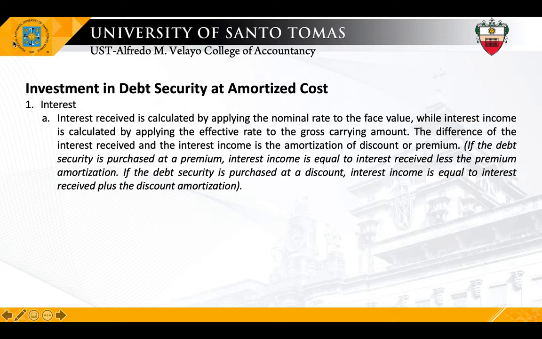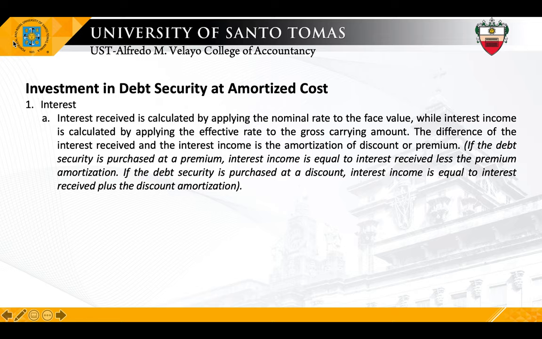So, if the debt security is purchased at a premium, meaning the acquisition cost is higher than the face value, the interest income is interest received less the premium amortization. So lumalabas ang interest received mo mas malaki kesa sa interest income mo. Kaya paliliitin mo ngayon sa interest income through the amortization of the premium.